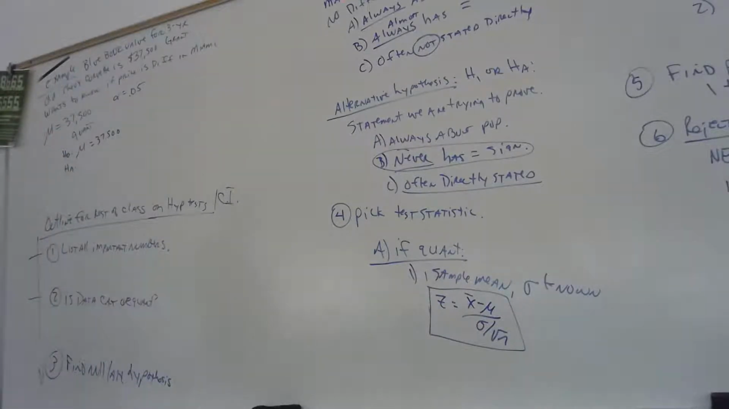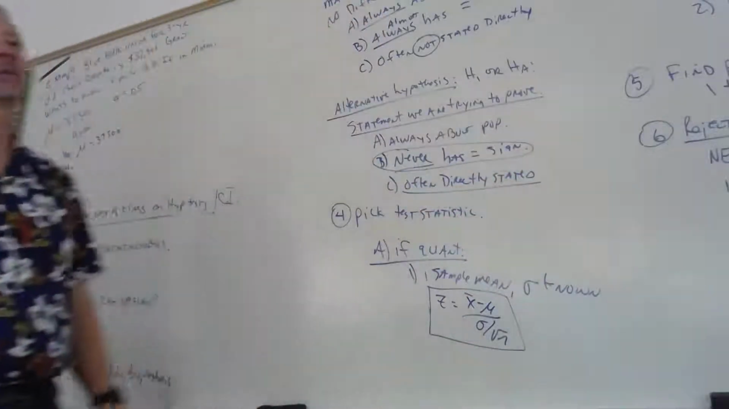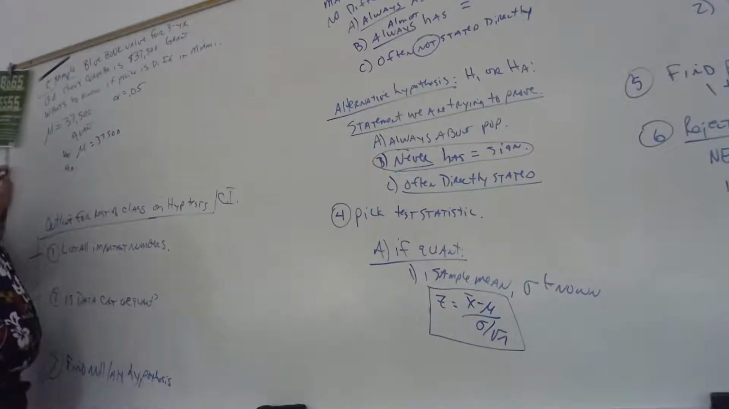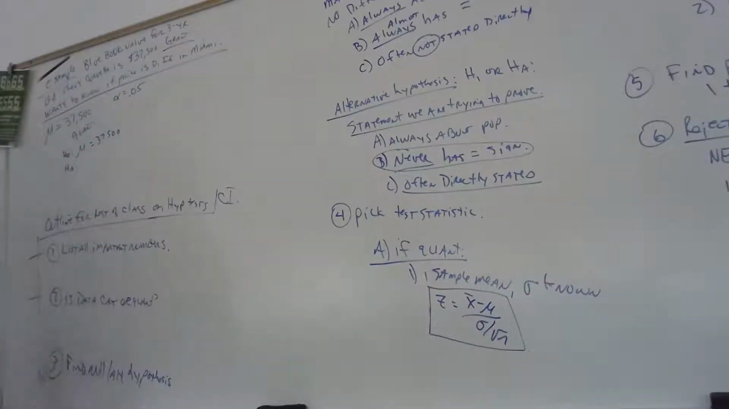All right, the alternative hypothesis. The alternative is the statement we are trying to prove. What's the statement we are trying to prove? What does Grant want to know? The price is different. What does different mean? It could be lower or higher. So how can I represent that as a mathematical statement if I don't know if it's lower or higher?